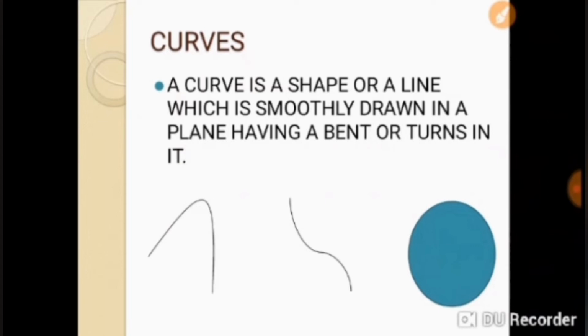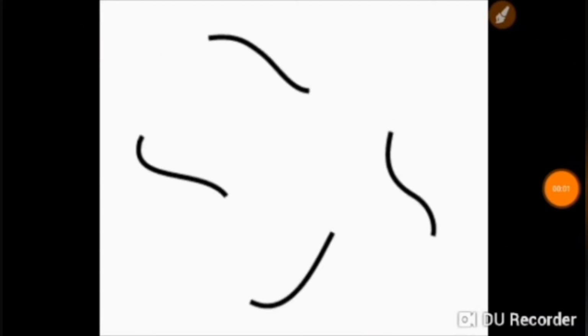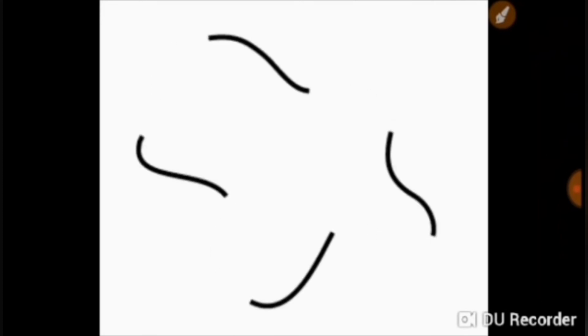So here you can see that they do not have a straight line, so we call them curves. A closed shape like a circle, which does not cross itself, is a simple closed curve. So here you can see that the curves do not have any fixed straight path and they are bent. So they are not a well-defined shape.